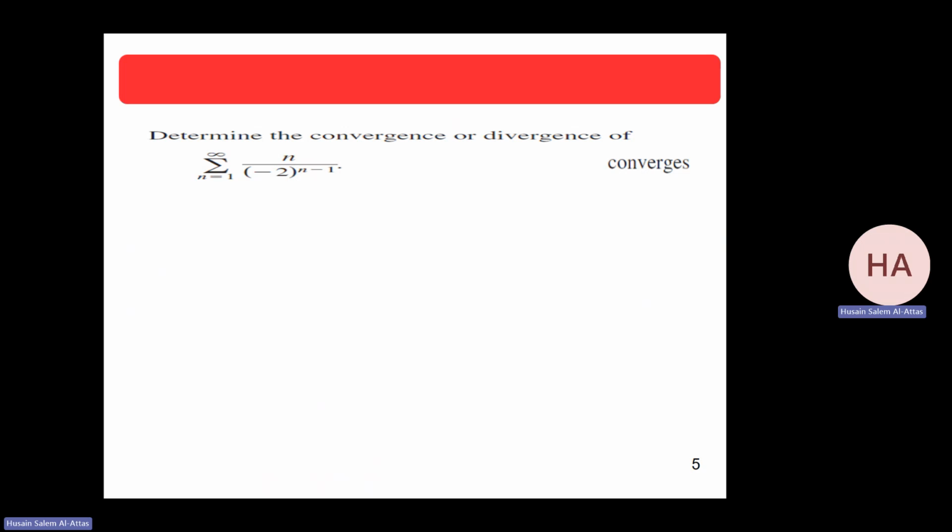Now let me go to more examples. Determine the convergence or divergence of this one. Okay, what I will do is this. Let me rewrite it as the summation from n equal 1 to infinity. Here I have minus 1 to the power n minus 1, over 2 to the power n minus 1. So this one I can rewrite, I'm trying to make it very simple: minus 1 to the power n minus 1 times n over 2 to the power n minus 1. Now this is a very clear alternating series.